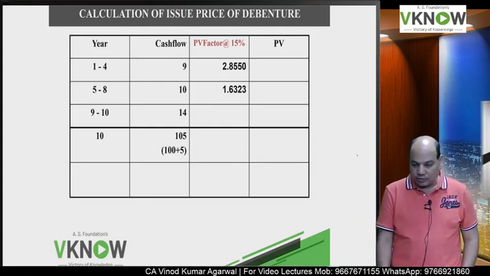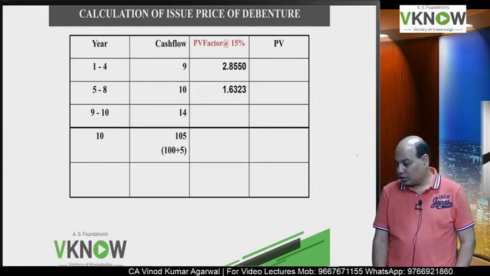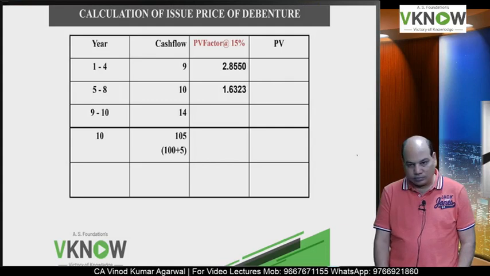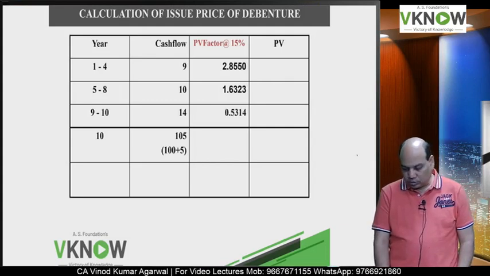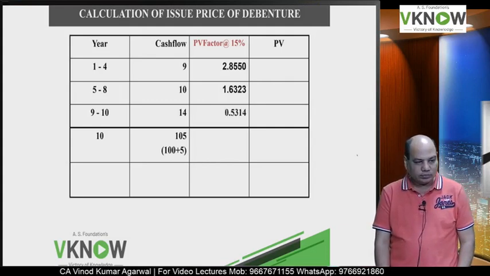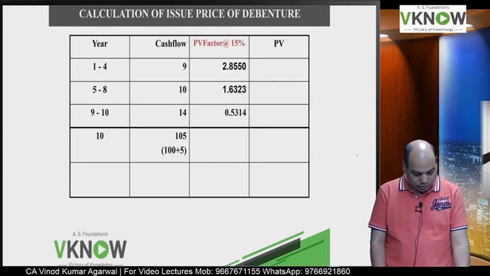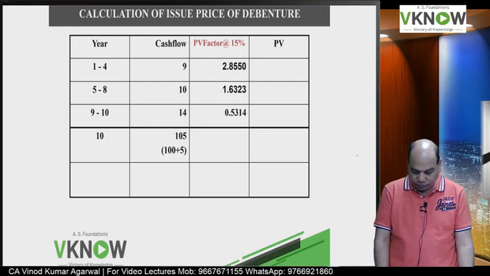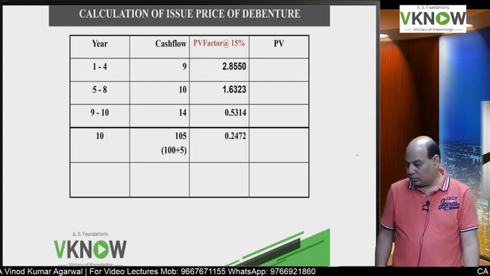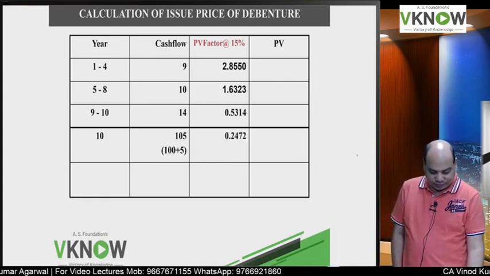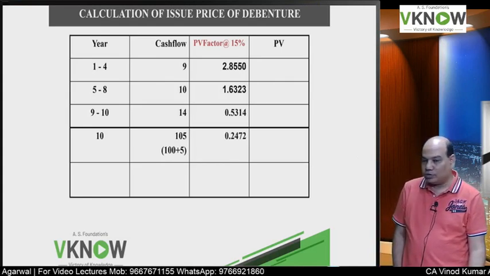Now come on, next 9-10, 9-10 factor. Please reply. 0.5313. 0.5313. Very good, Nitin Patil. Come on. 10th year factor 0.2472.